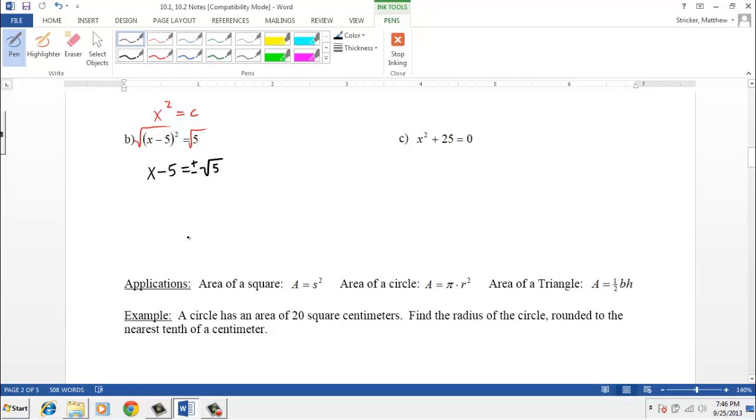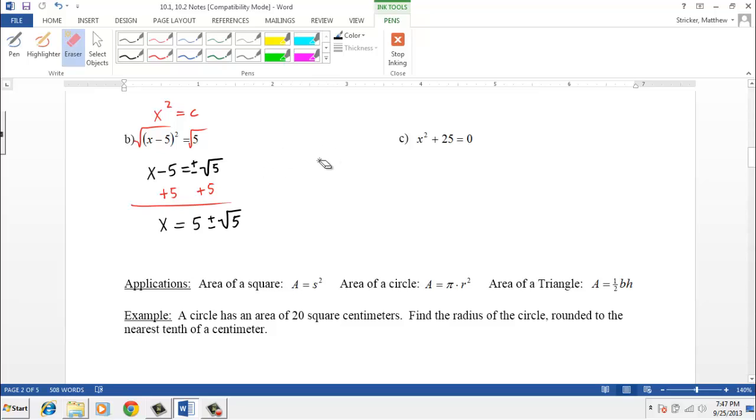And then we want to isolate the x. So I'm going to add 5 to both sides. This gives me x equals 5 plus or minus square root 5. You will typically see the answer this way, with the 5 in front of the square root 5. We typically will not see the answer the other way, because sometimes it gets confusing if we're sloppy with our writing about whether this stuff is actually underneath the square root, which it's not.